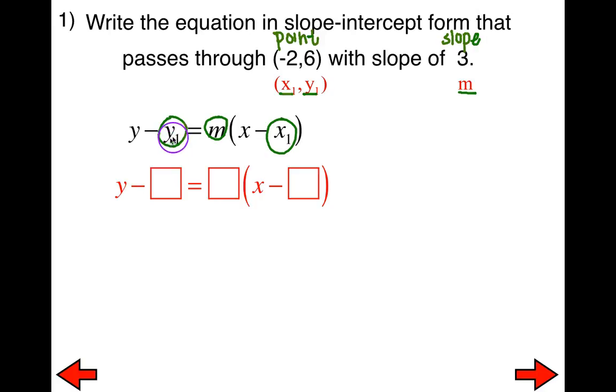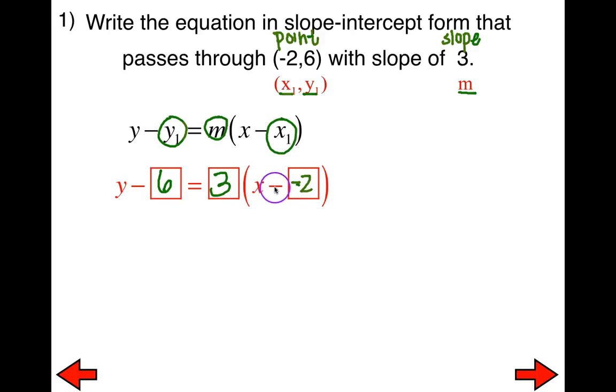So y sub 1 is going to be replaced with a 6, m is going to be replaced with a 3, and x sub 1 is going to be replaced with a -2. Now here's where you're going to have to double check. Do you have to distribute? Here -6 is fine.